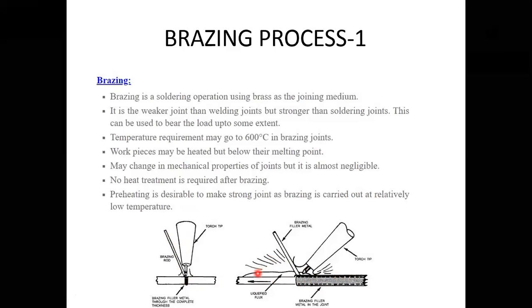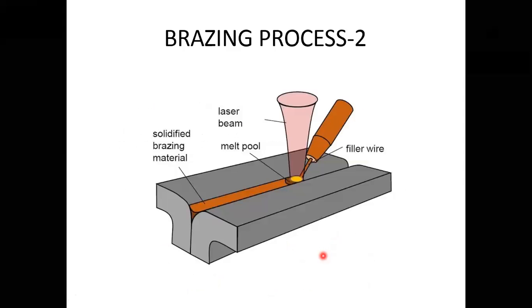Brazing joint. So this is already solidified. This is the filler metal. This is the heat source. Again, one more brazing process for different shapes. This piece and this piece are to be joined here to make a single piece. For that, this is the filler wire or filler material. This is the heat source.